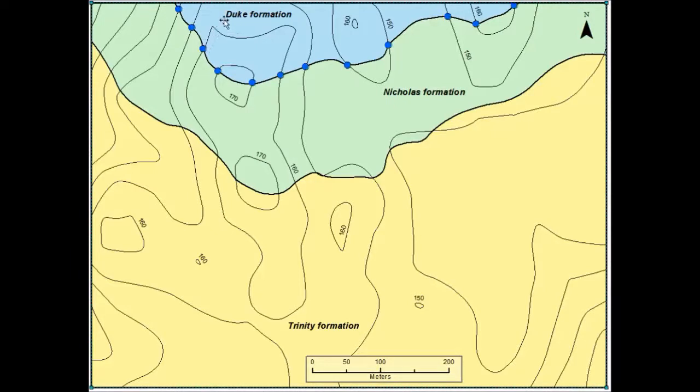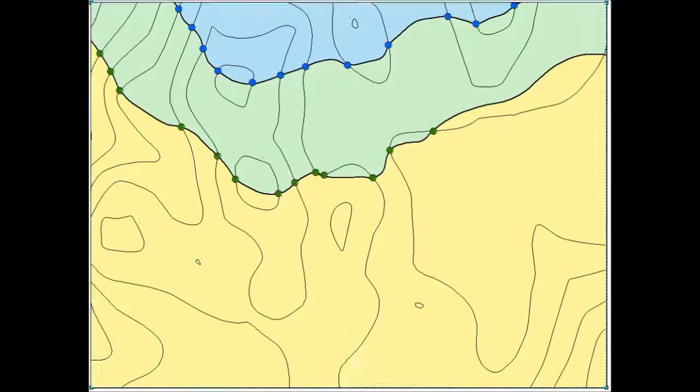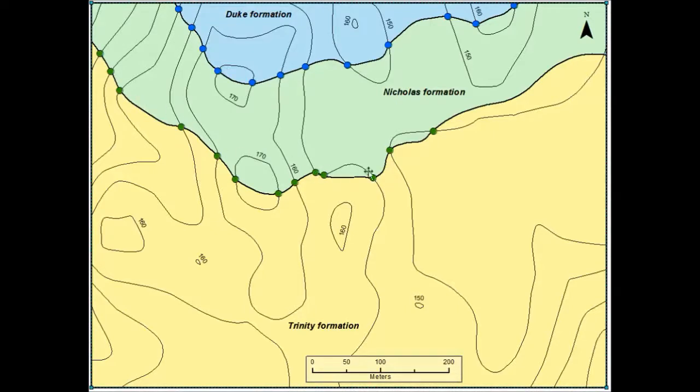So for the Duke Formation, we have these points along here, and for the Nicholas Formation, we have these points along here. Now, notice how I've coloured these. All of the ones for the Duke Formation, which is blue, have been coloured in blue. And then all the ones for the Nicholas Formation, which is green, have been coloured in green.